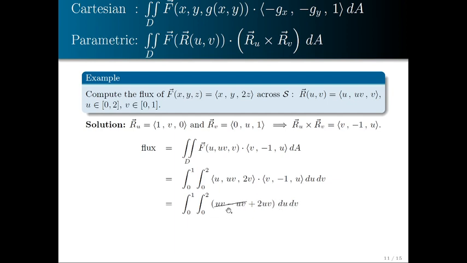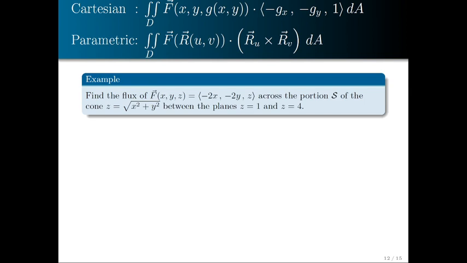In this case, we have cancelled out uv, so we can easily simplify it as the integral from 0 to 1 of the integral from 0 to 2 of 2uv du dv. And in this case, we can write it as the product of two single integrals, which you could easily evaluate, giving the flux.